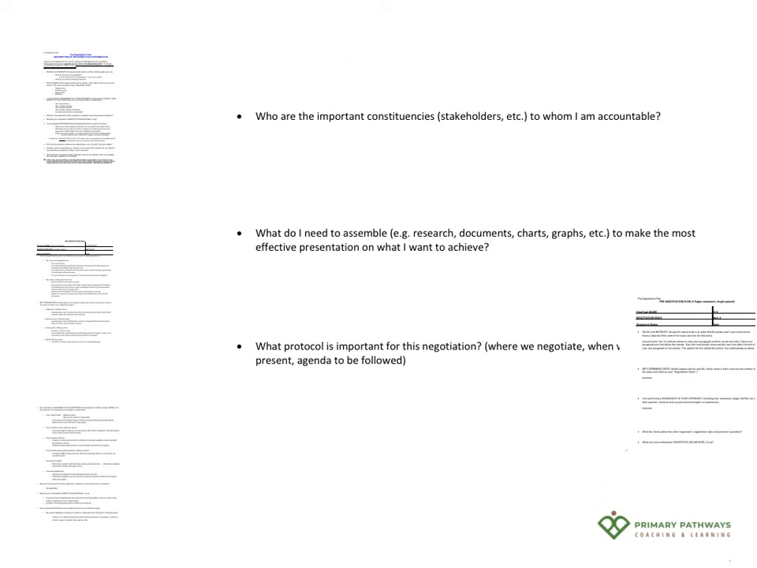And then the last part, we're going to go right to the template and explain briefly what we have to do here. We have, first of all, the important constituencies or stakeholders and so on. What do I need to assemble, and what protocol is important for this negotiation? So again, I'm just reminding you that bullets and paragraphs are fine. Use them the way you need to. Make sure that the formatting is clear like everything else. And so let's take a look at what our student did in these last 3 sections.